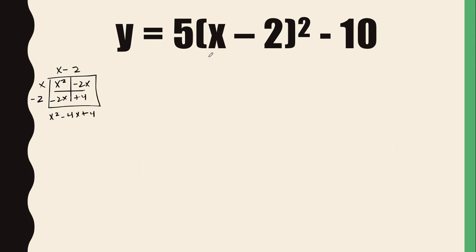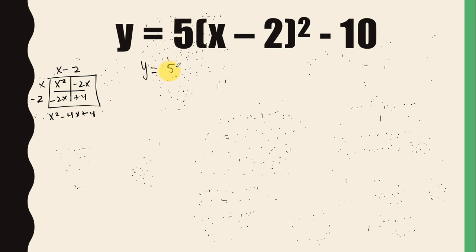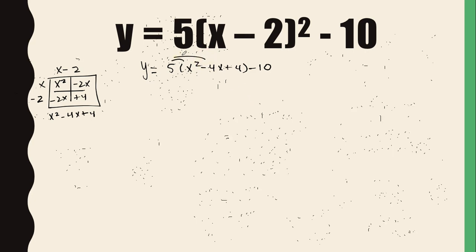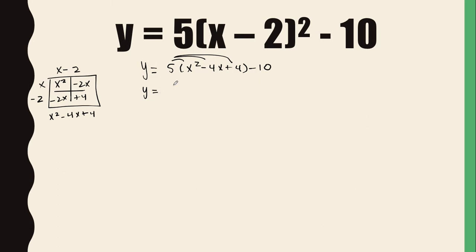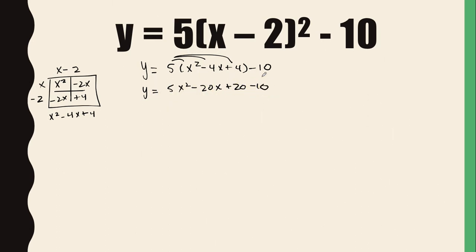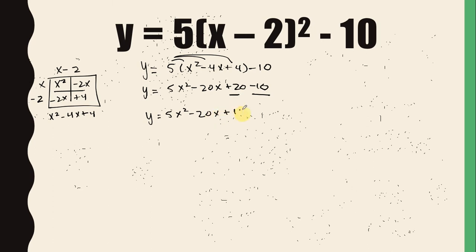So this becomes y equals 5 times (x squared minus 4x plus 4) minus 10. Next thing I need to do, what do you think? Distribute this 5. So y equals 5x squared minus 20x plus 20 minus 10. What would be the last thing I need to do to simplify this? Combine like terms, plus 20 minus 10. So y equals 5x squared minus 20x plus 10.